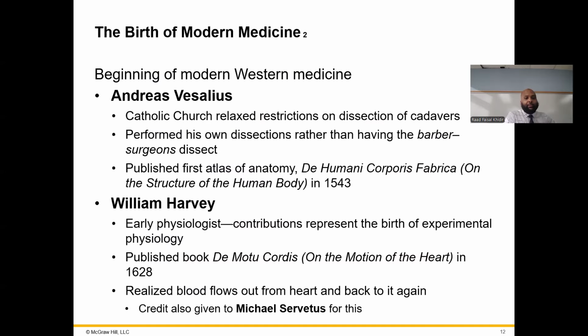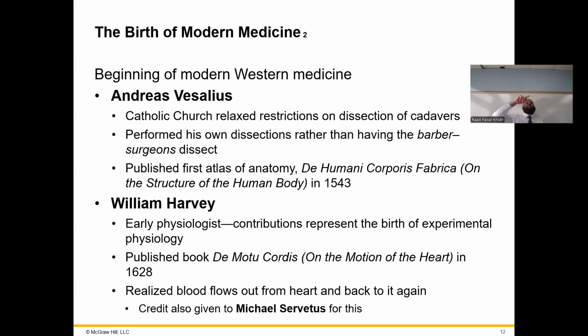Okay, so these are the more modern scientists. You have Andreas Vesalius, and when they relaxed the restrictions on the dissection of the cadavers, he performed his own dissections. Back in the day, the scientists used to sit in a chair known as the cathedra, and then the barber surgeons would be dissecting, because back in the day they didn't have embalming and they did not have preservation, so you actually had the actual body, so it was stinking, smelling really bad.